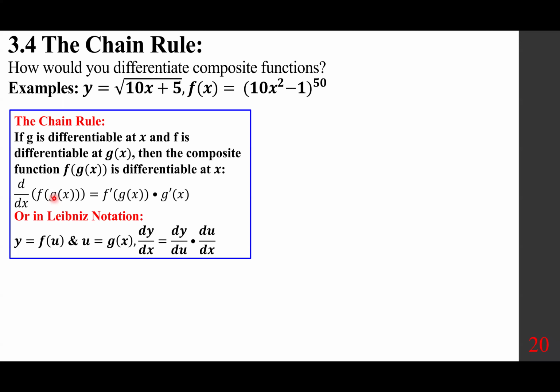In other words, if you look at f of g, the composite function, f is the outer function, the shell function. So differentiate that, f prime, with respect to g of x. And then the inner function is g of x, times g prime of x. This is by the chain rule.